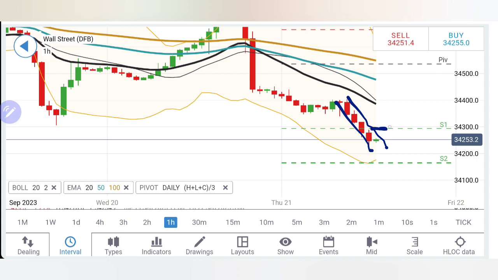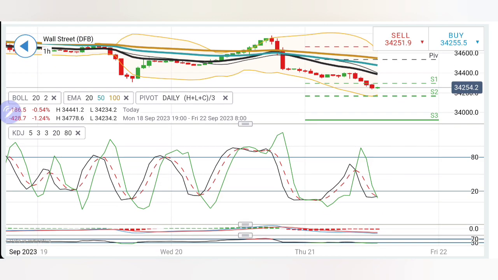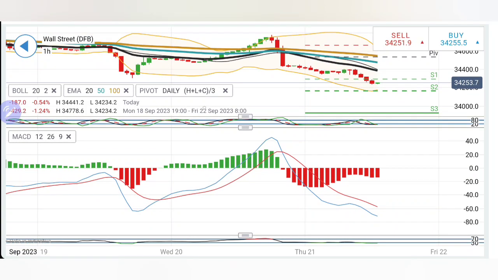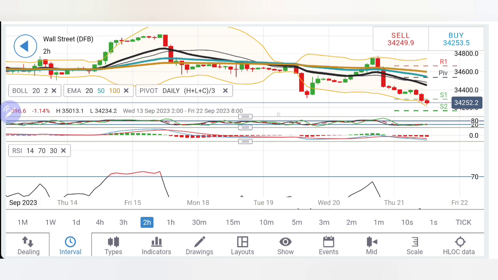So yes, if you see US30 staying above 34,300, you can buy, but then this is a riskier trade as long as US30 stays below 34,400 levels. Stochastic is oversold here. MACD is trading with extreme divergence and bearishness. Potentially, it may try to converge. RSI is staying oversold. Coming to 2 hour.